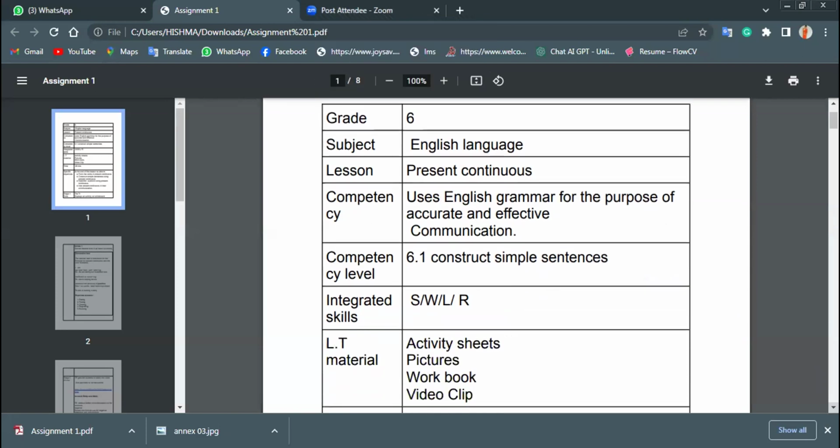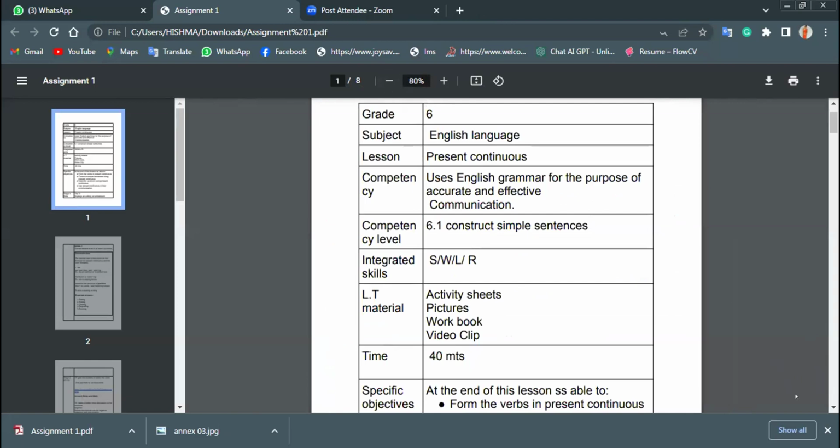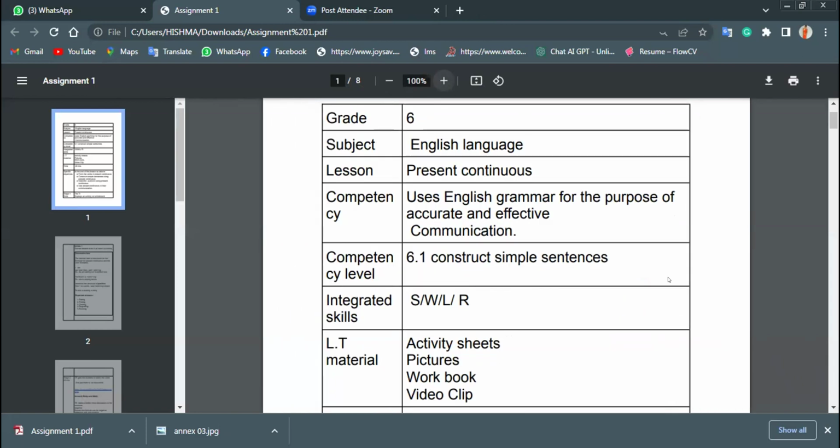Good evening, everyone. Today I'm here to present a presentation under the topic lesson plan. This is the lesson plan which I have done for grade 6. My subject is English language. The lesson is present continuous. So the competency is to use English grammar for the purpose of accurate and effective communication. The competency level is 6.1, construct simple sentences.